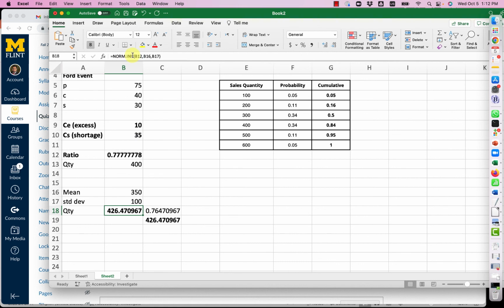So norm.inv is the one-step way to get it, or if you want to first convert the probability to a z-score, you can do that with norm.s.inv and then convert the z-score back to the actual scale of the quantity we are concerned with. So that is it for this fourth scenario as well, and that ends this video.